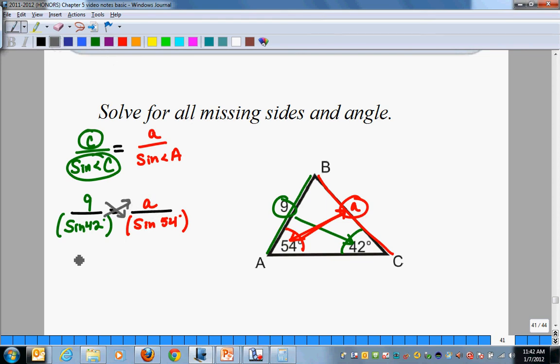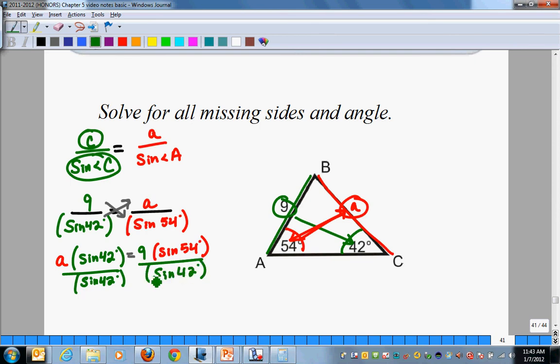And what we have here is A times the sine 42 degrees equals 9 times the sine of 54 degrees. To solve for A here, we're going to divide both sides by sine of 42 degrees. Again, keep it as a unit. Cross out.